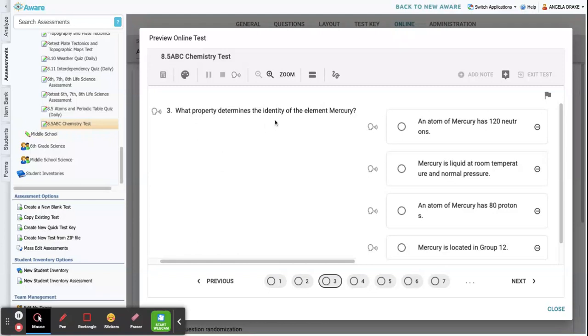Which property determines the identity of mercury? Okay, so what I would do with mercury, and mercury is Hg, is find that on the periodic table and circle it. It has an atomic number of 80. I'm going to do APE MAN for mercury.